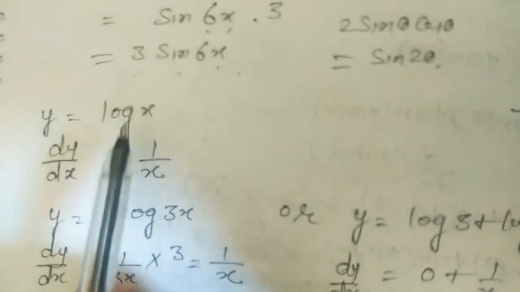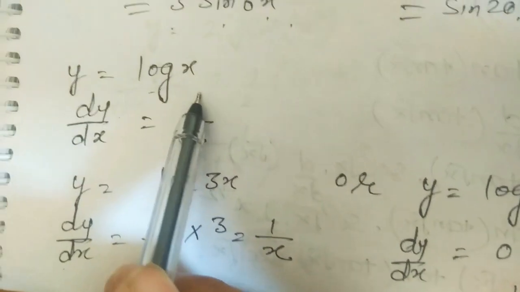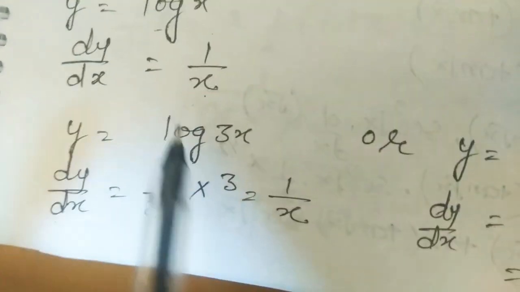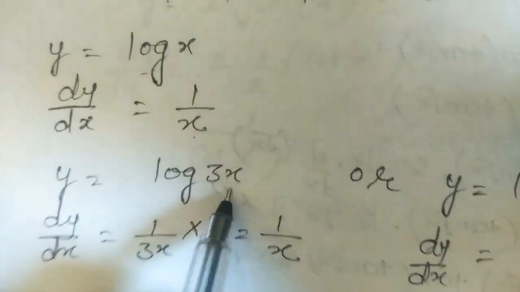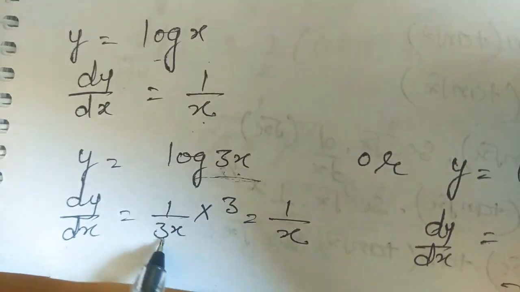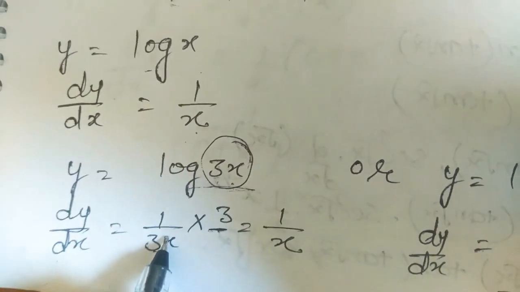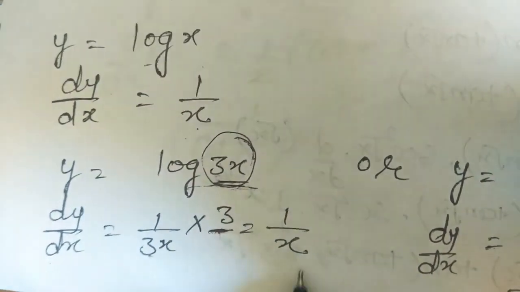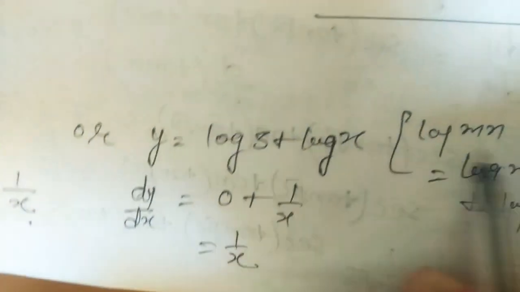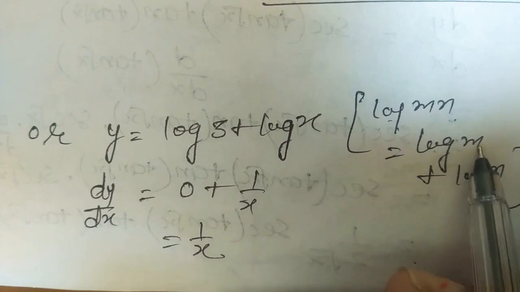Now we will learn some more formulae. What is the derivative of log x? The derivative of log x is 1 by x. In the same way, log 3x. What is the derivative of log 3x? It is 1 upon 3x into the derivative of 3x, which is 3. So it is 1 by x. Okay, we can also use one law here: log of m into n, we can write as log m plus log n.